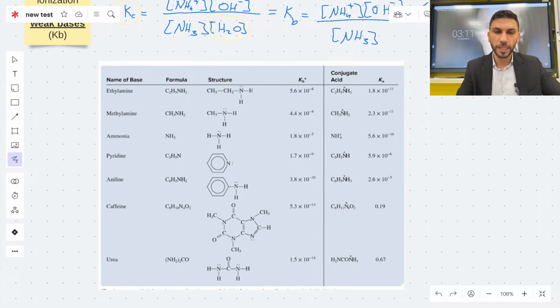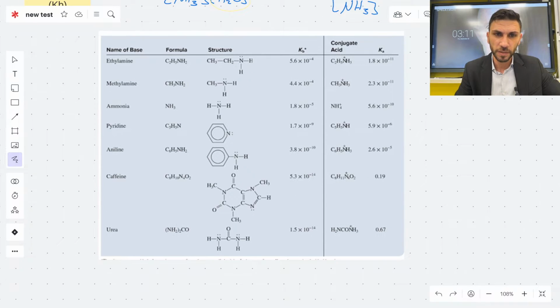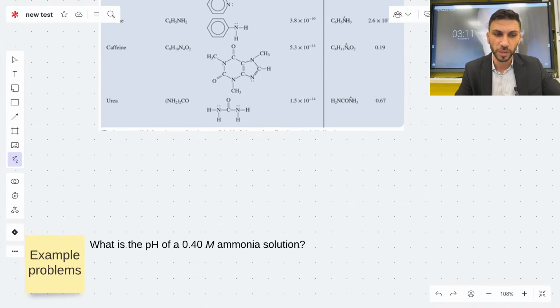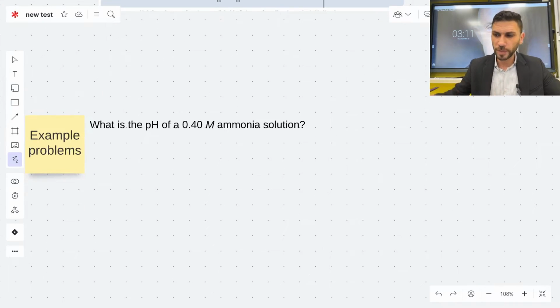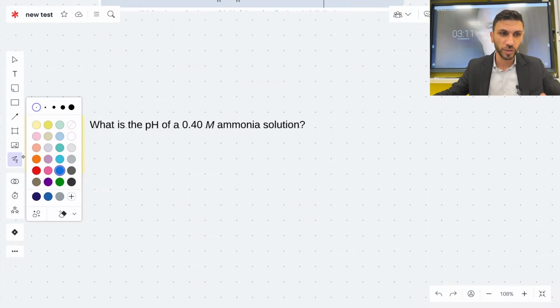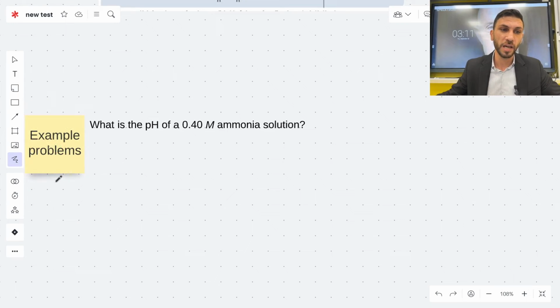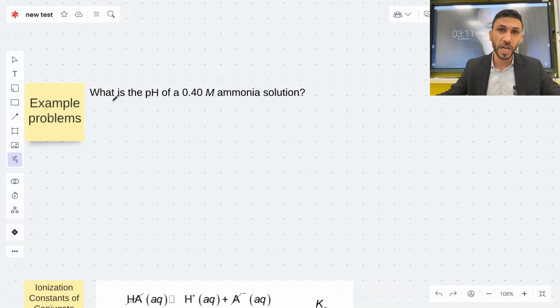Now, here are some Kb for some weak bases. Of course, in the exams, these tables are given to you, or at least the Kb and the Kc values will be given to you. I want to make this video short to finish this topic, because the next topic is going to be for diprotic and triprotic acids. Let's solve this example. What is the pH of 0.4 molar ammonia solution?